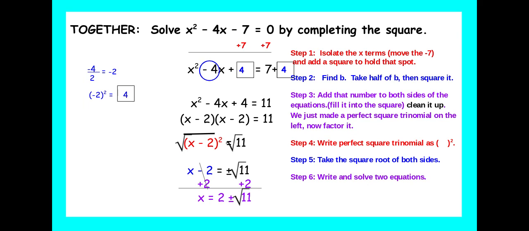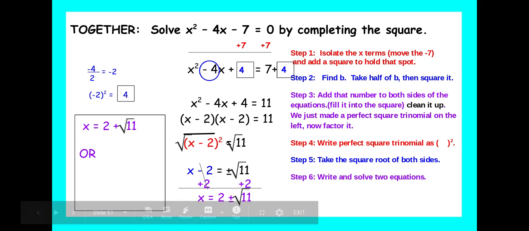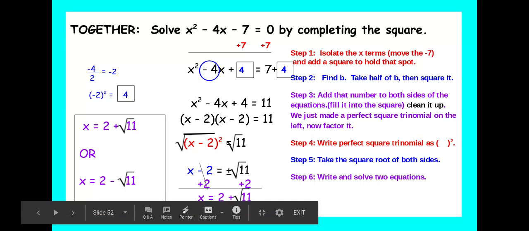Now the next step is we have to separate it. Remember, in our growth and decay formula, when we have a plus or minus answer, we have 2 separate answers here that we kind of made into one to make it easier to solve. So what we're going to do is we're going to separate it. So I have x equals 2 plus radical 11, or I have x equals 2 minus radical 11.